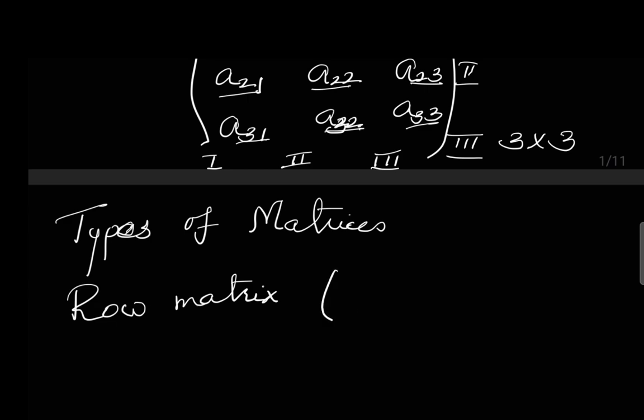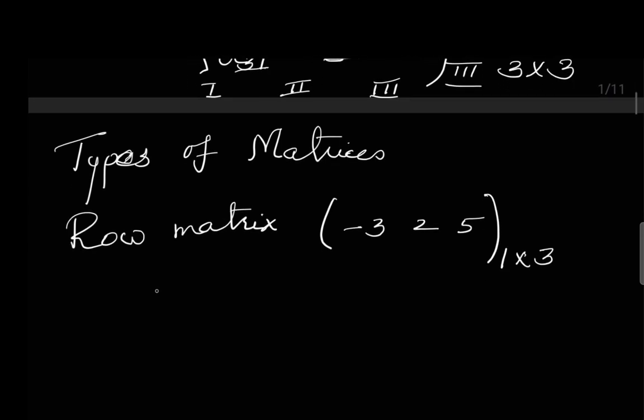Row matrix. If a matrix has only one row, -3, 2, 5, only one row it has, but 3 columns. No problem about the column. So this is a 1 by 3 matrix. It has only one row, so it is called a row matrix.